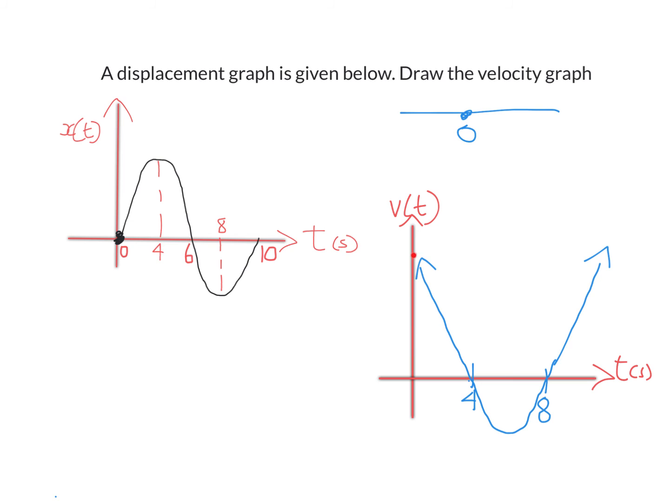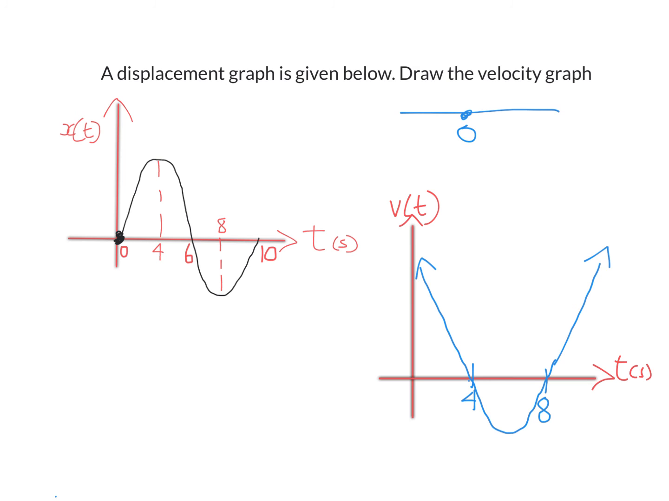As I said, it's got a positive velocity. It's going quite quick to begin with, and then it slows down. It stops. Velocity is 0 after 4 seconds. Then the velocity is negative between 4 and 8 seconds. And then the velocity becomes positive. The particle starts moving to the right again.